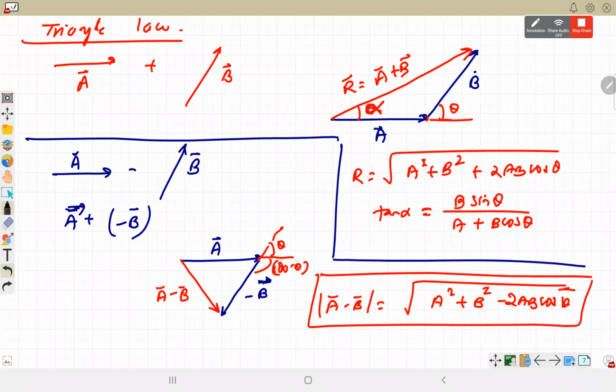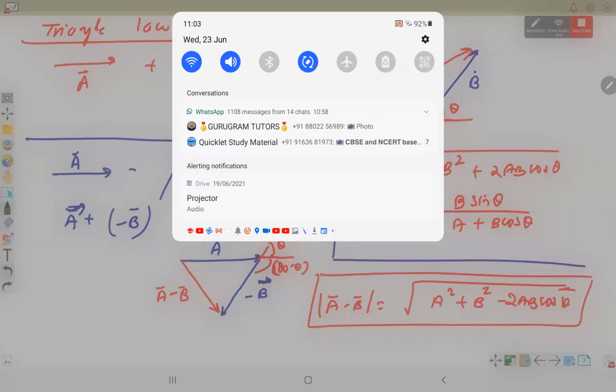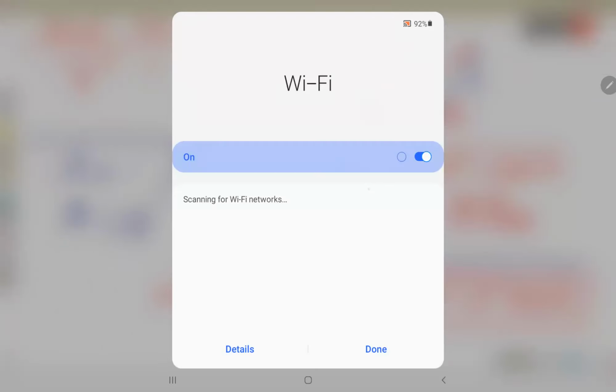There's a lot of audio problem. Is it with everyone? Yes, sir. Sorry, actually, which is a little far from my room. Now is it better?